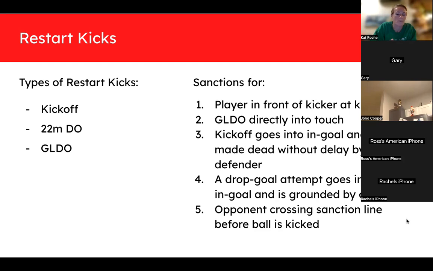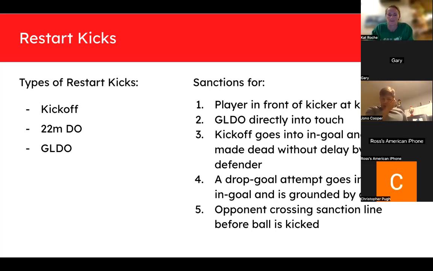All right. What about a drop goal attempt that goes into in goal and then is grounded by a defender? Oh, quick on that one. Yeah, 22. It's the one rogue thing that is still a 22-meter dropout. And then the opponent crossing the sanction line before it's kicked. So if you've got a 22-meter dropout and an opponent crosses the 22-meter line before the attacking team gets a chance to kick, what is our sanction there?